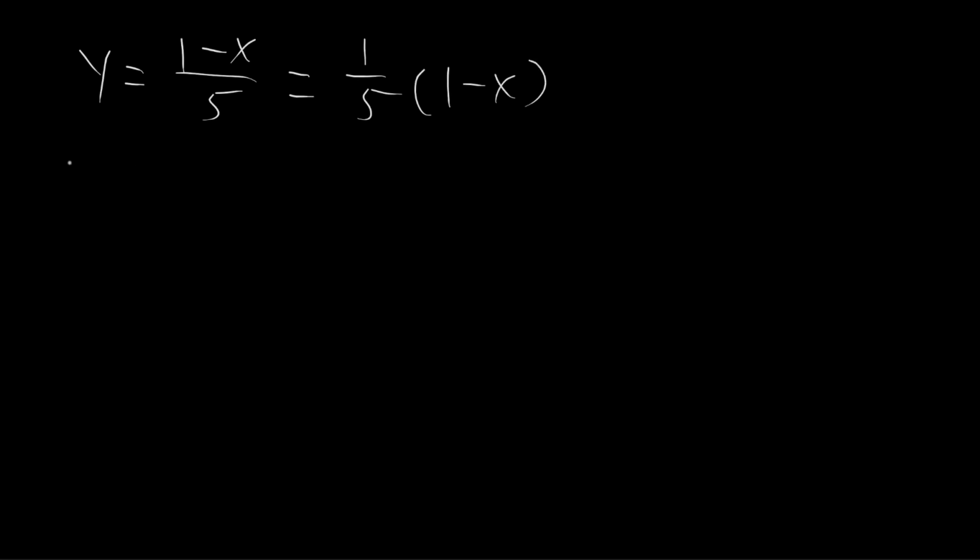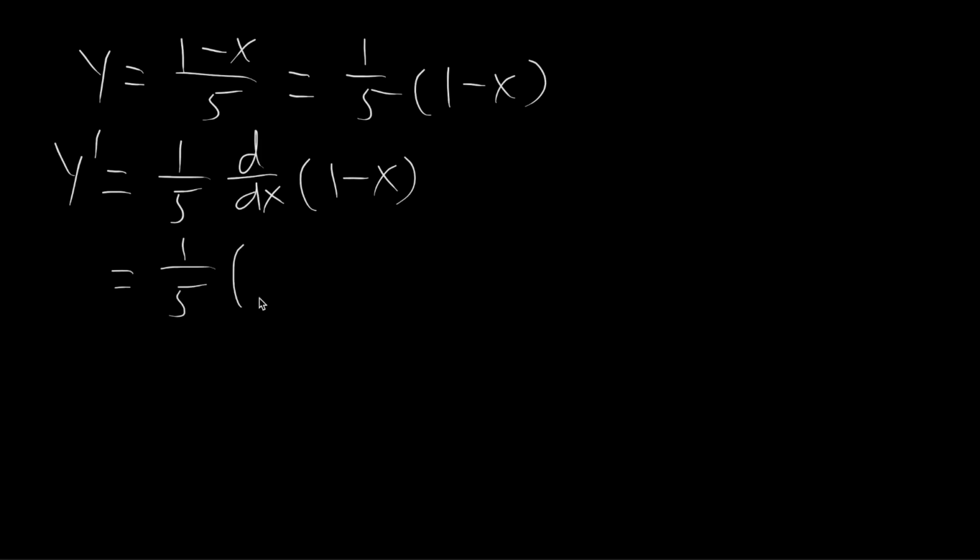Let's say y is equal to (1 minus x) over 5. What is the derivative of this quantity? So we know this is equal to 1 over 5 times (1 minus x). So the derivative of this quantity is going to be equal to 1 over 5 times the derivative of 1 minus x. So this is going to be equal to 1 over 5 times 0 minus 1. So this is equal to negative 1 over 5.